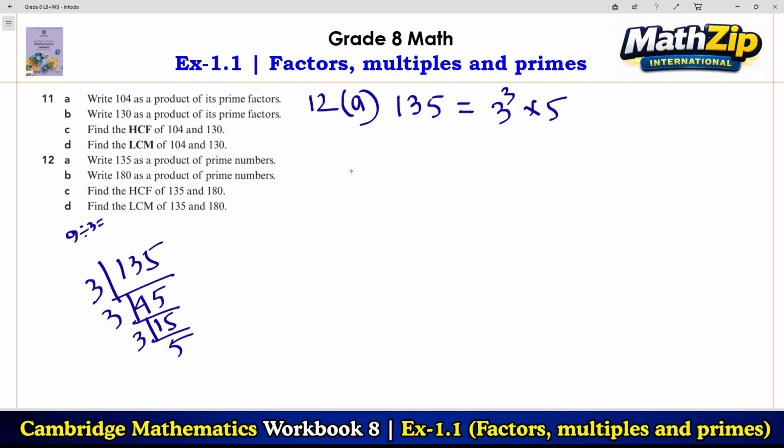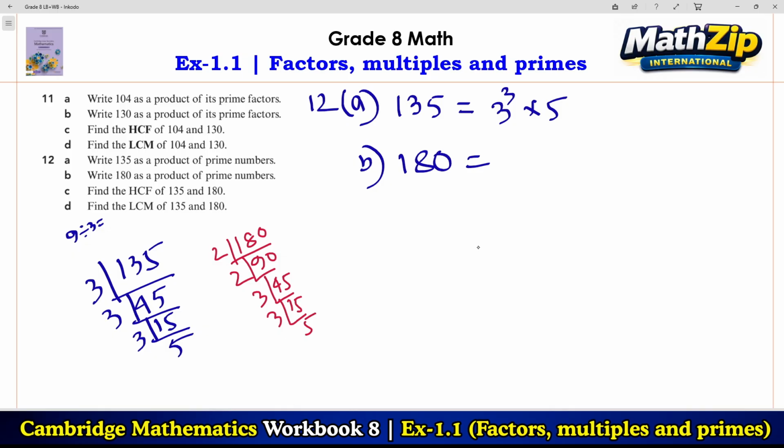Next, here is 180. It's number B. 180, let's try 180. Divide by 2, then 90, then 2, it's 45, then 3, it's 15, then 3, it's 5. So we can write this as 2 square times 3 square times 5. Okay, very simple. What next?